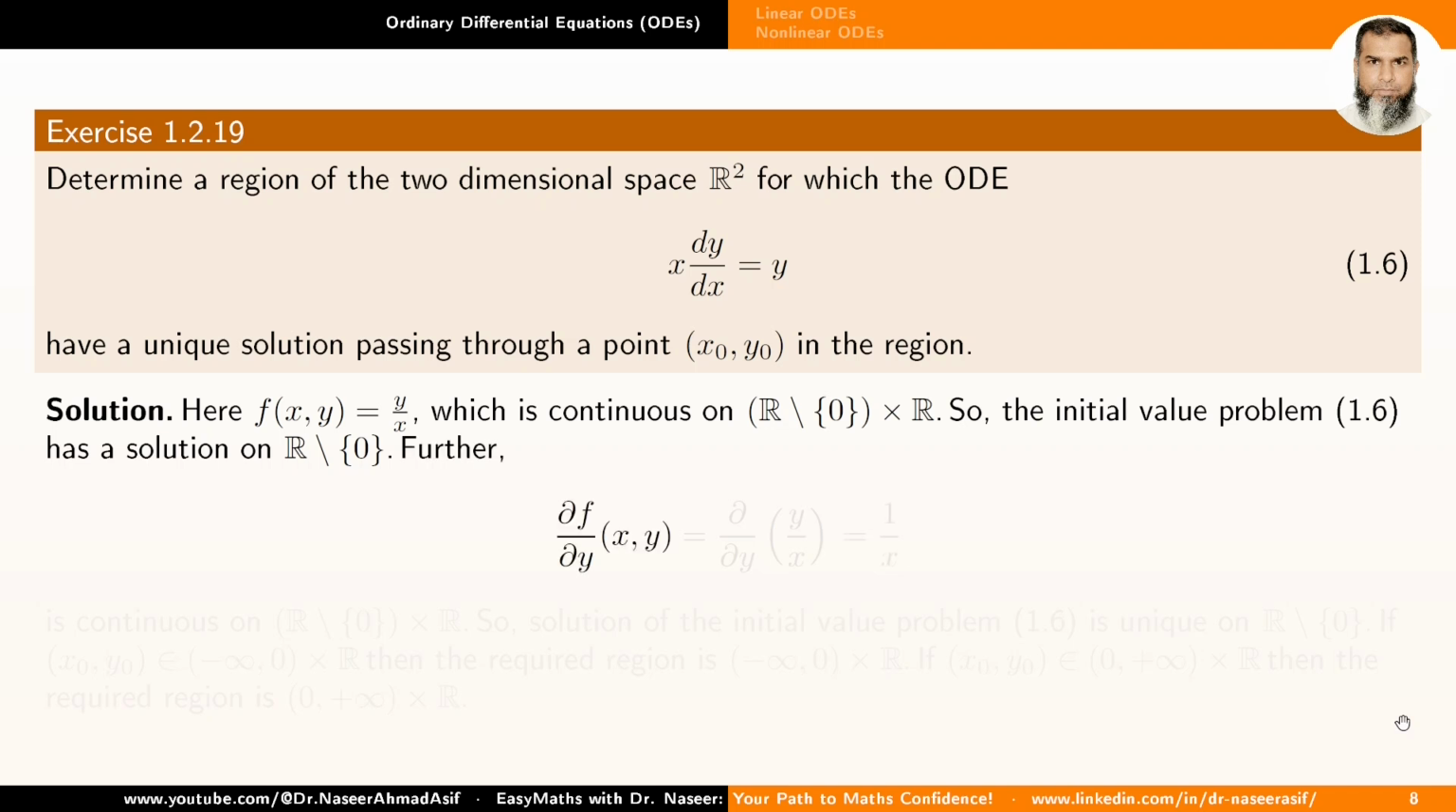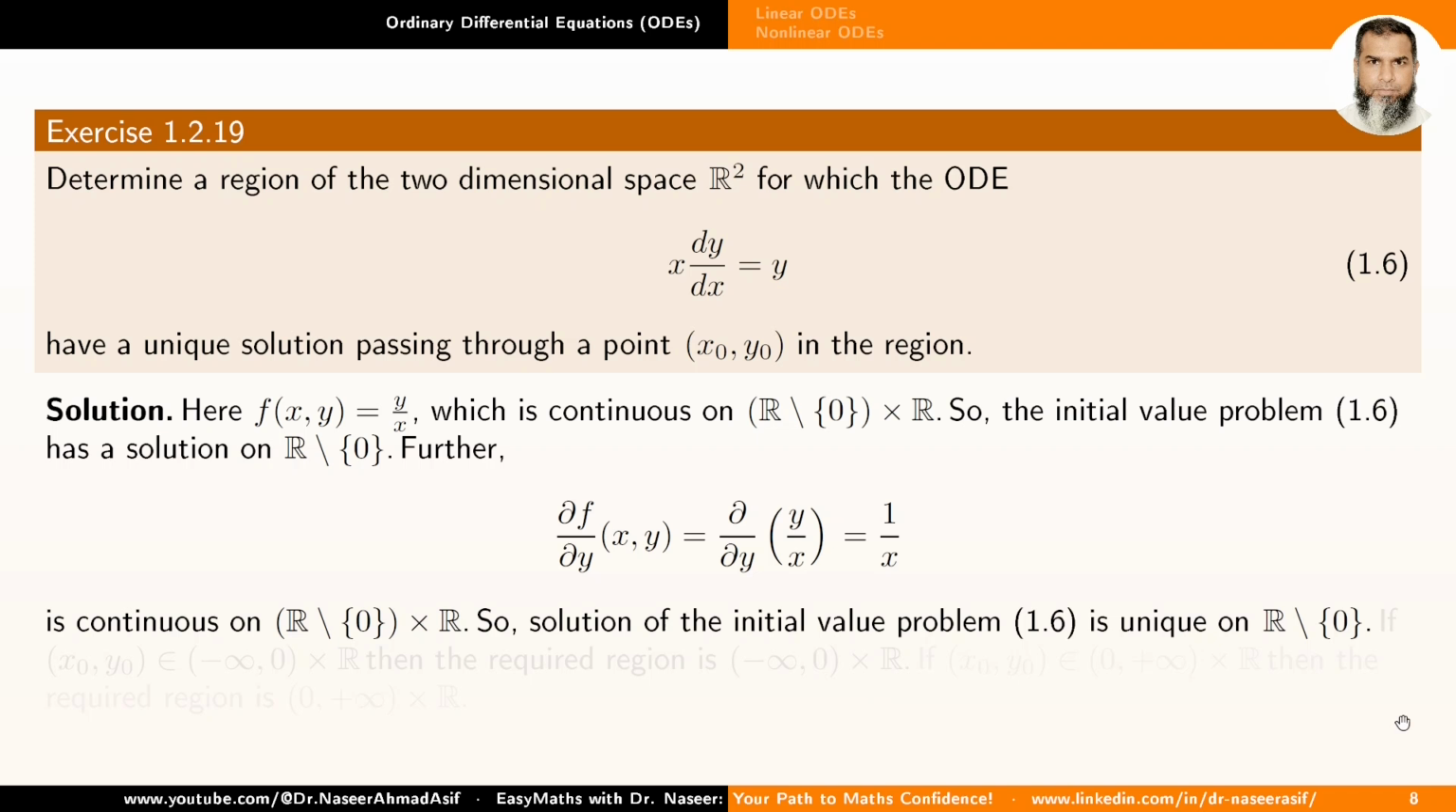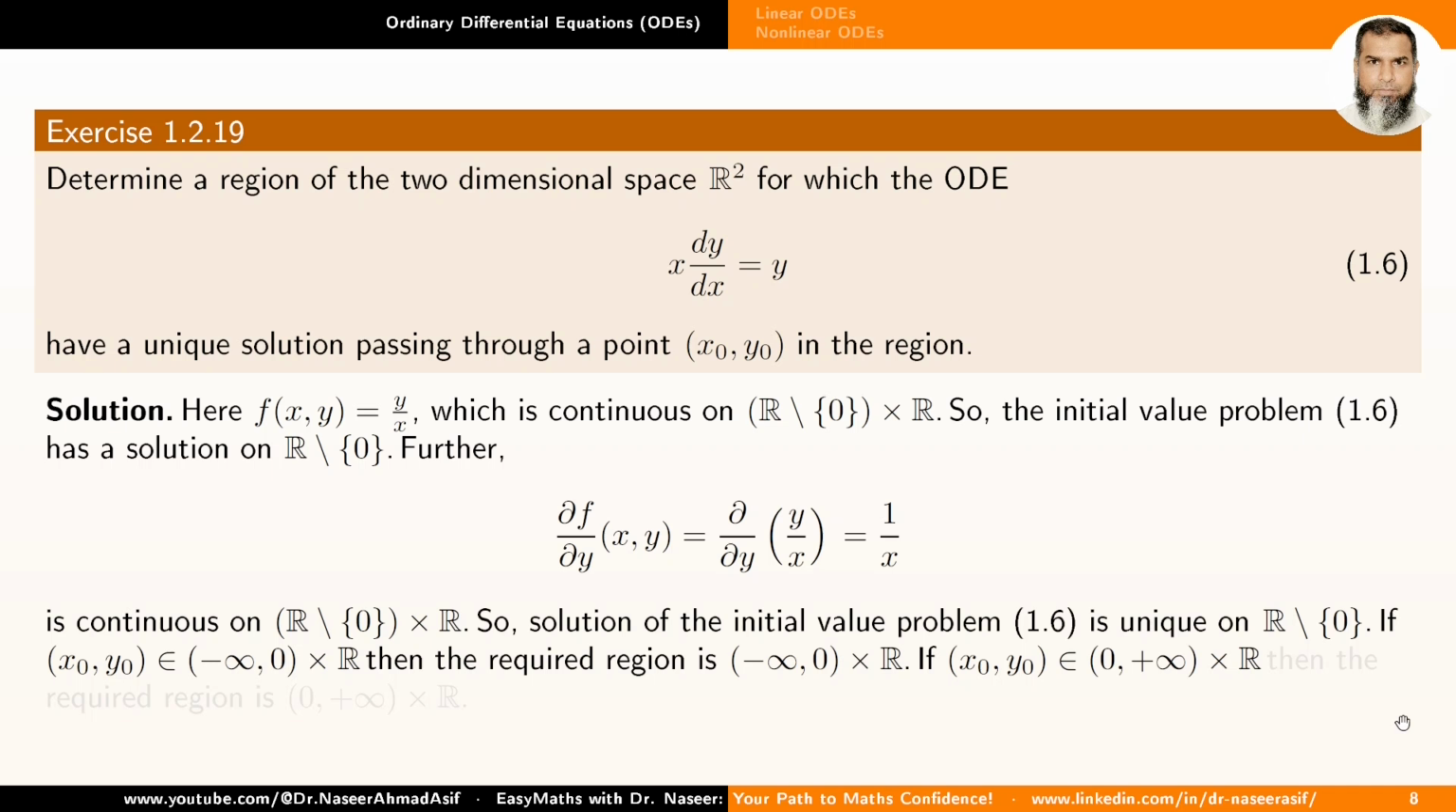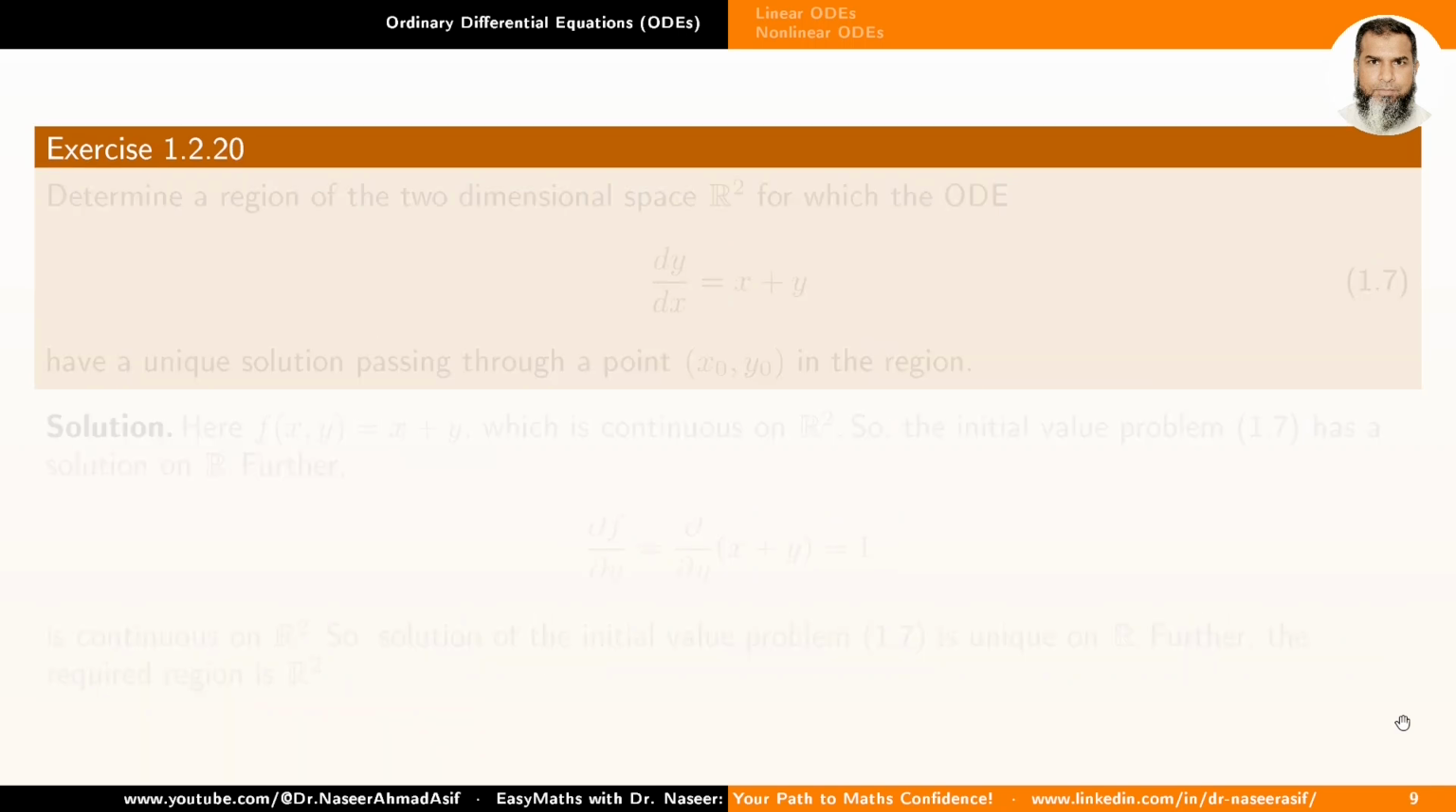The partial derivative of f with respect to y, of y over x, is equal to 1 over x, which is continuous on R other than 0 cross R. So the solution of the initial value problem 1.6 is unique on R other than 0. If (x naught, y naught) belongs to the open interval minus infinity to 0 cross R, then the required region is the open interval minus infinity to 0 cross R. If (x naught, y naught) belongs to 0 to plus infinity cross R, then the required region is 0 to plus infinity cross R.